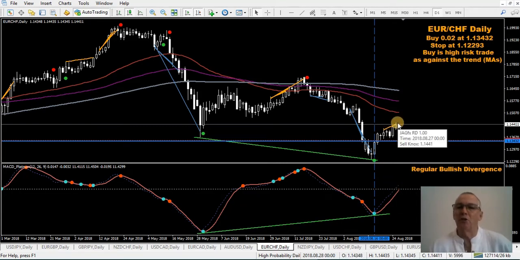So just reducing risk there, taking half of that buy off the table and putting a stop in place at basically just a point of entry. So a little bit of profit there, can't lose.